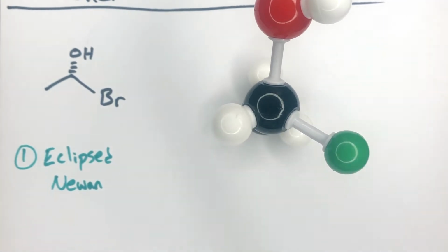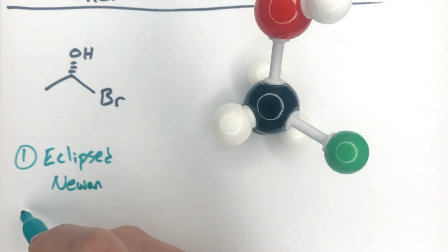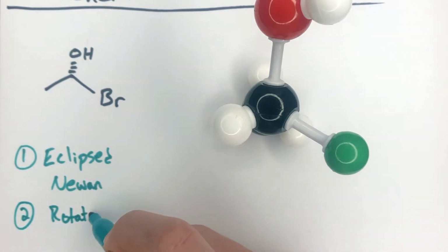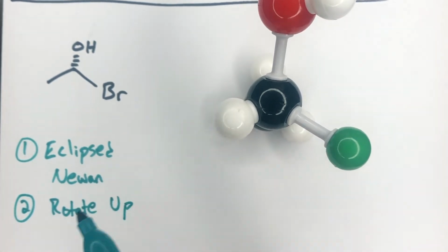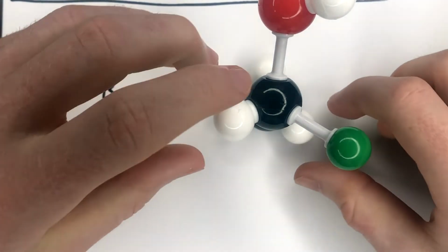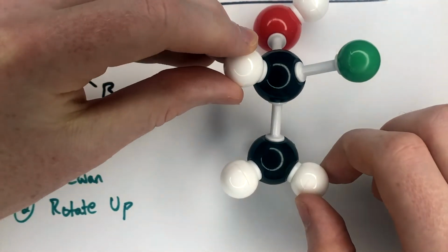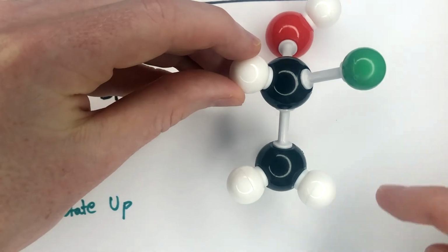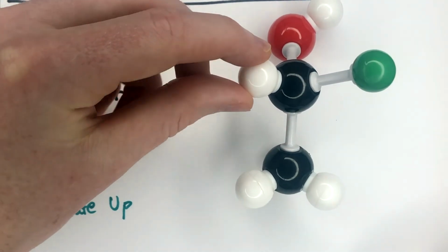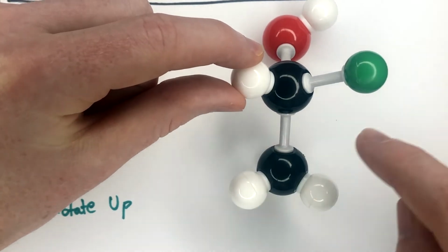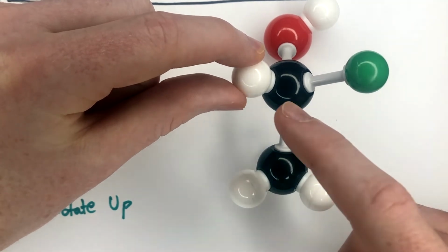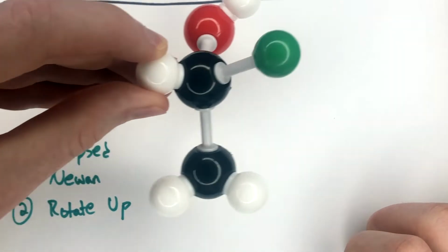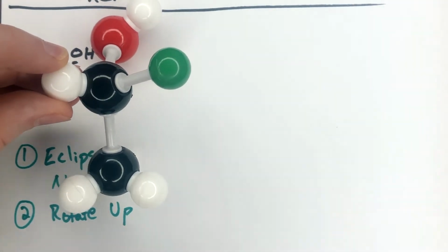Okay, so now once you have that, then you simply rotate up such that you put this carbon there. Okay, so now what we see is the OH is on the vertical and in the plane. The bromine is out of the plane to the right, and the hydrogen is out of the plane to the left, and then we have our methyl group. So this is the Fischer projection.